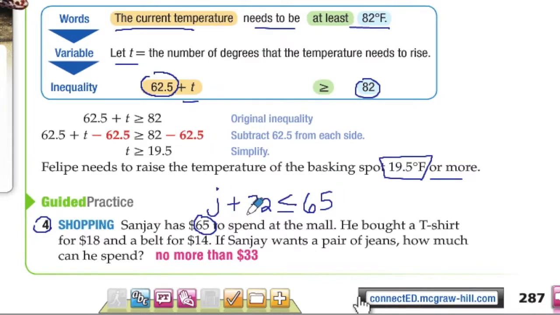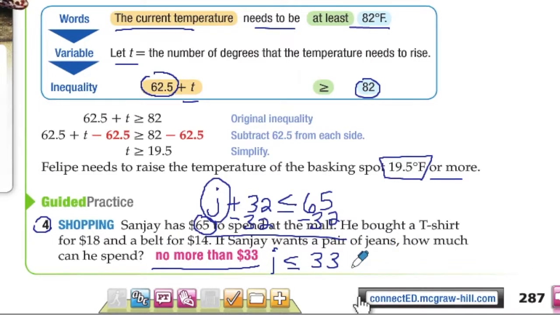So in order to isolate the variable J, or find out how much he has to spend on the jeans, we can subtract 32 from both sides. Sorry, it's running into the text there. And we get J is less than or equal to $33. So he cannot spend more than $33 on the jeans.